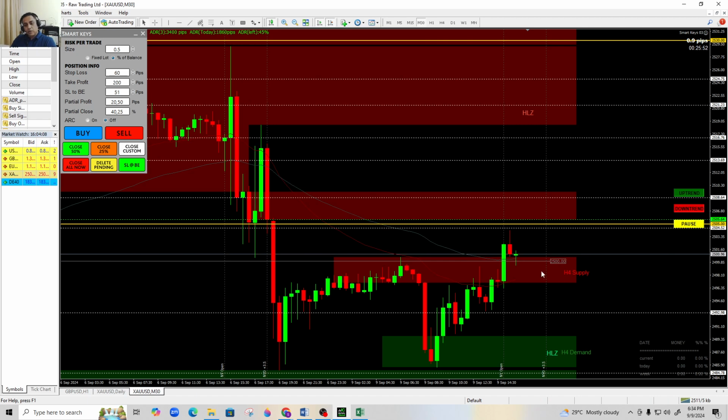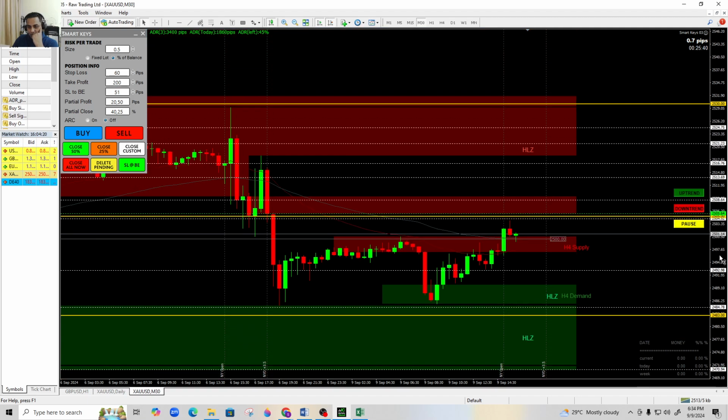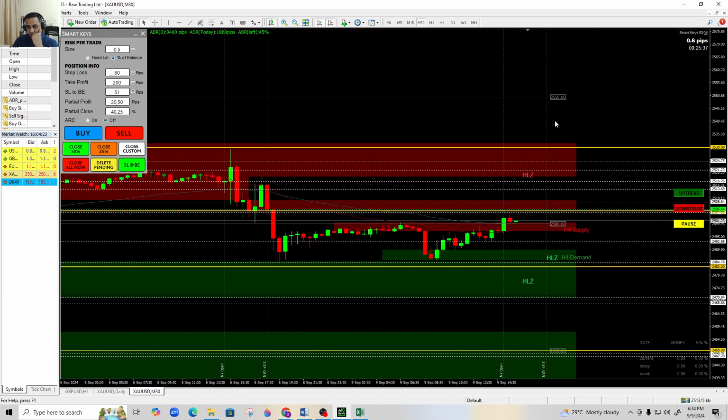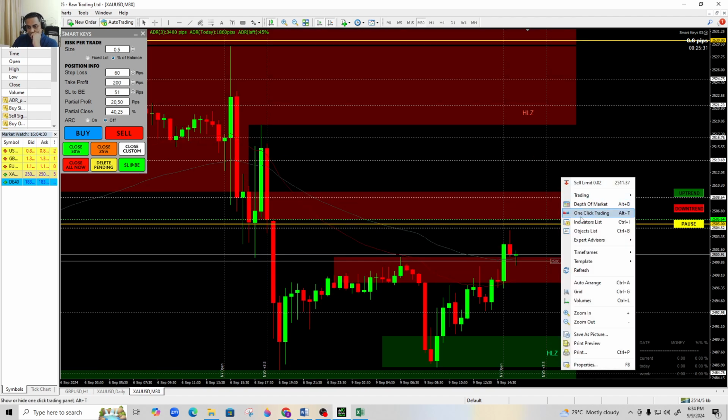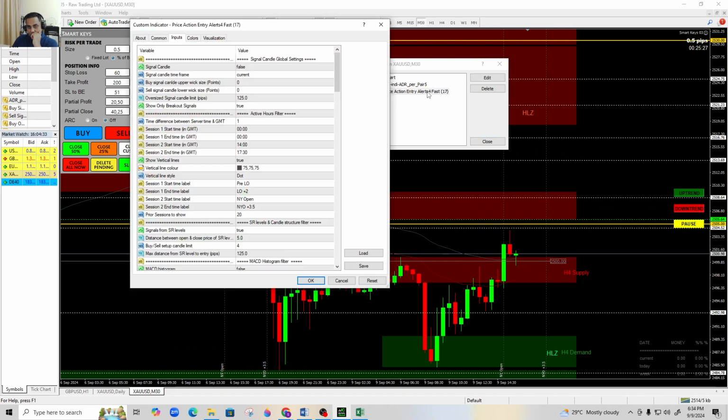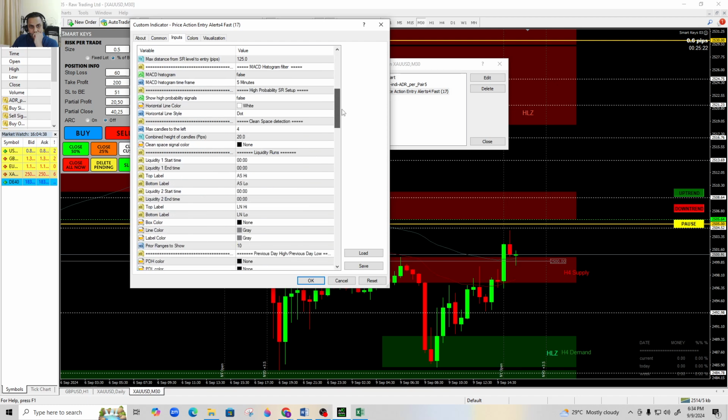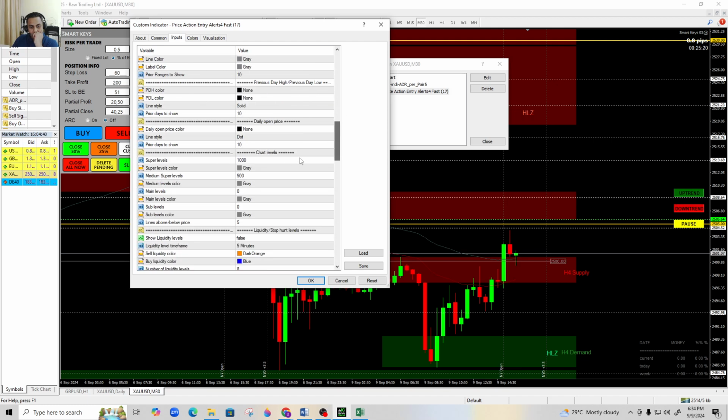Now here, let's talk about another aspect of the indicator. You see these price levels here: 2500, 2550, 2450. You can see that horizontal line 2450. That also is a part of the indicator. There you go. Chart levels, right?